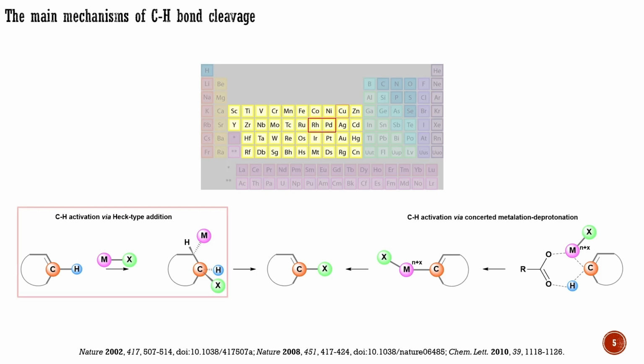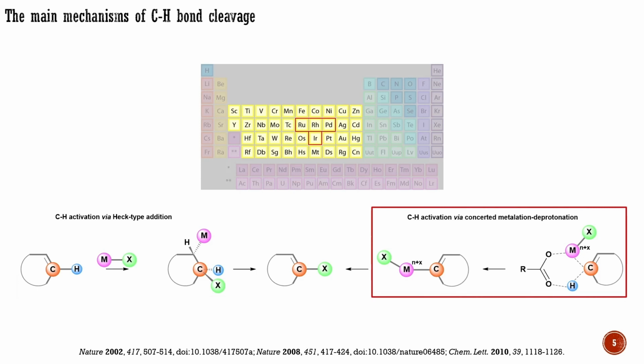For instance, C-H activation can occur via Heck-type insertion followed by a beta hydride elimination. This mechanism is typical for rhodium, palladium, and copper. The final mechanism of C-H activation shares some similarities with electrophilic aromatic substitution and is known by the name concerted metalation-deprotonation. It can also operate for some sp3 hybridized C-H bonds.